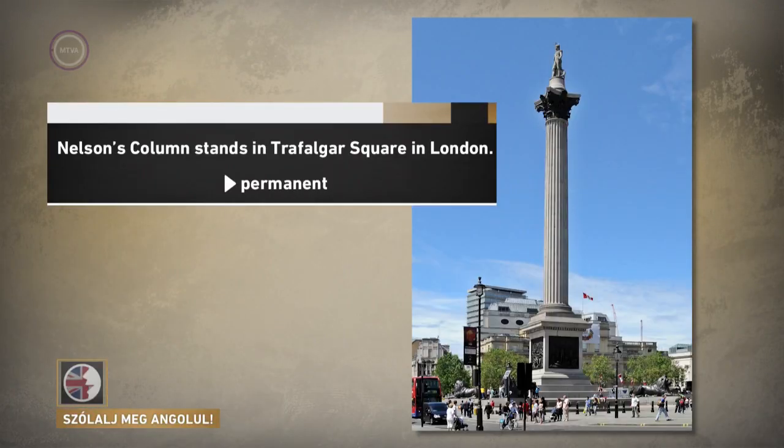In the second sentence, we're talking about Nelson's column, which is a statue in the centre of London. So, that's Nelson's column, a statue which was finished in 1843. So, it's a permanent structure. It's there all the time. It stands in the centre of London in Trafalgar Square. And because it's permanent, we use the present simple.